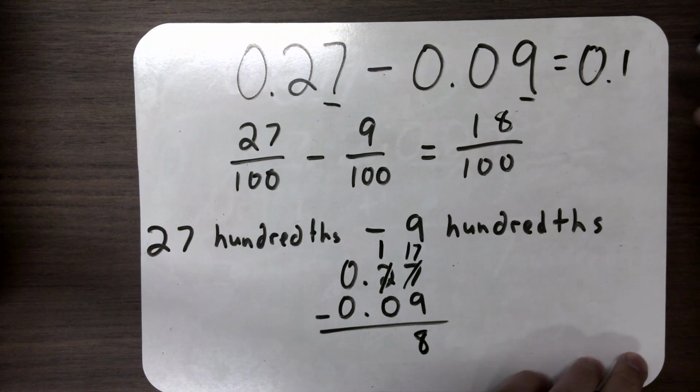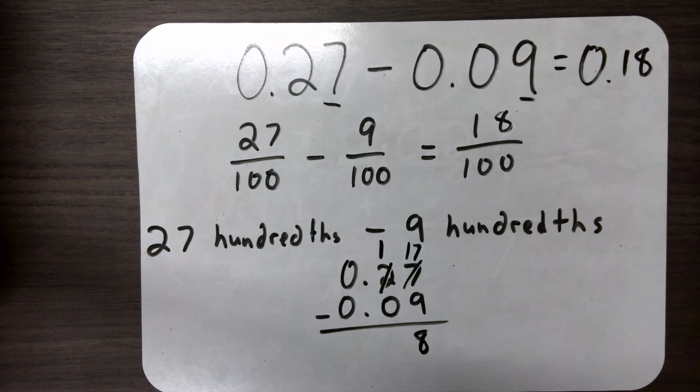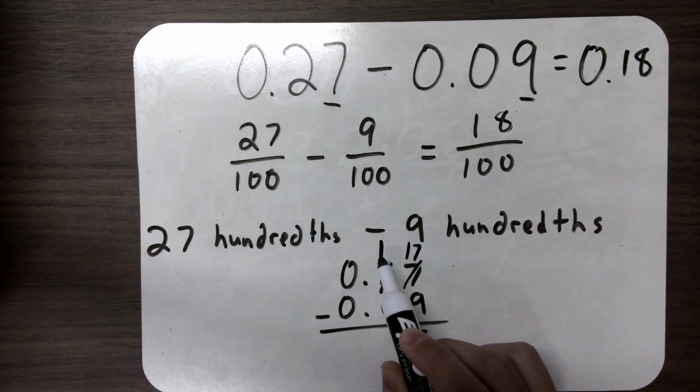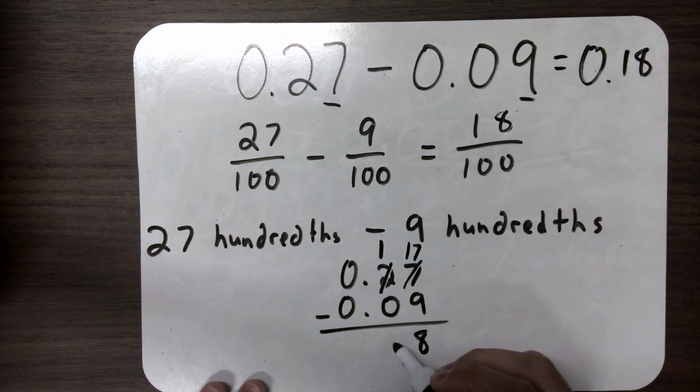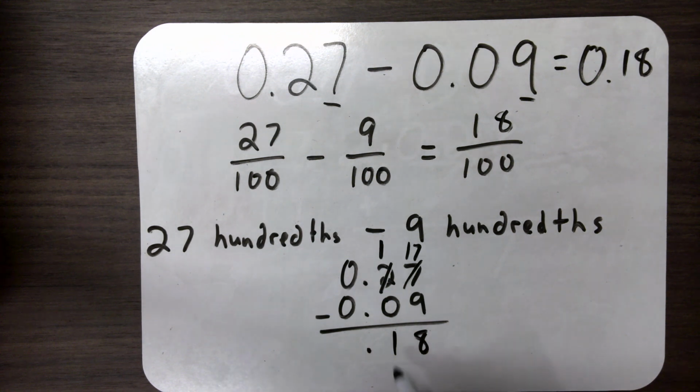I don't know why I wrote 16 again. I got 16 in my mind up there, sorry. And then since we have the 1 tenth and we're not taking away any tenths, we'd still have that tenth. Okay, so we still have the 1 tenth and 8 hundredths, or 18 hundredths.